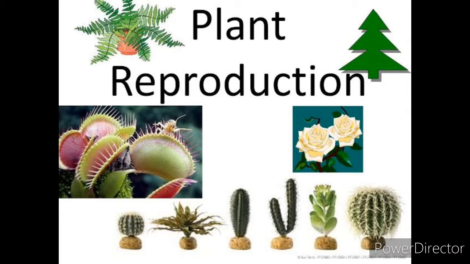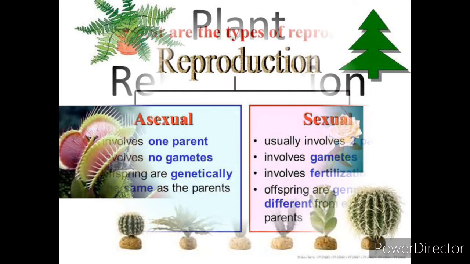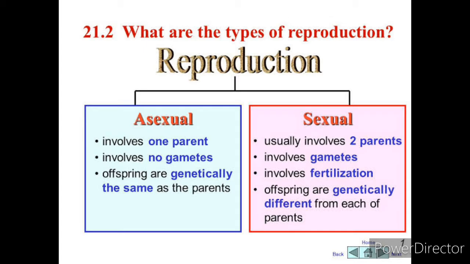Plant reproduction is a process by which plants generate new individuals or offspring. Reproduction is either sexual or asexual. In asexual reproduction, only one parent is involved and there is no formation or fusion of male and female gametes. Whereas in sexual reproduction, two parents are involved and hence there is formation and fusion of male and female gametes.